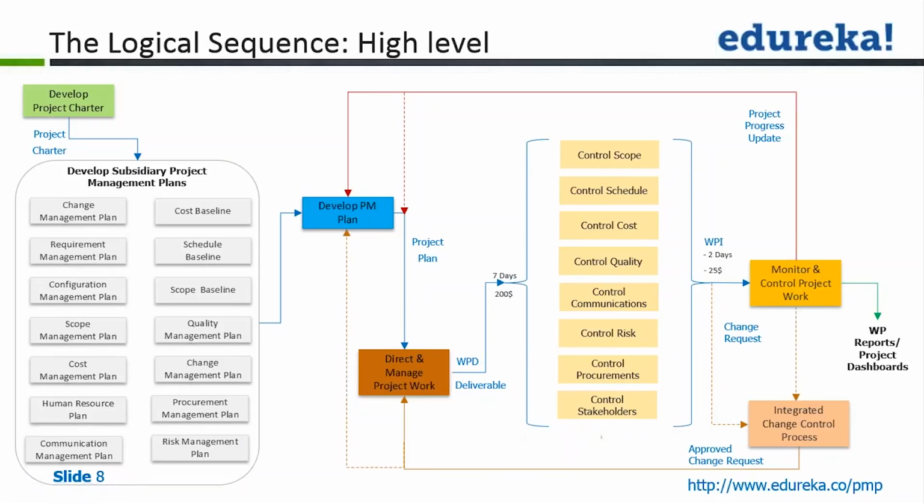Again, it will go to your change control board. They will review it, analyze it, and decide whether to approve or reject, and the same cycle will be followed. So you will continue to repeat this cycle until all the deliverables are completed.